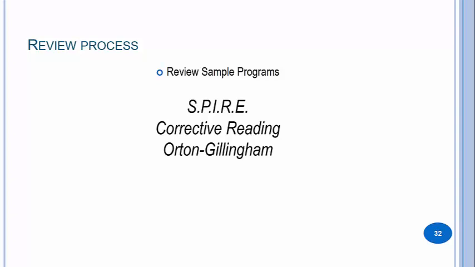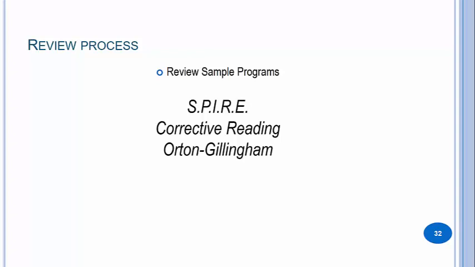So we reviewed several of the interventions that I described using that rubric, and we'll talk through three. Spire and Corrective Reading were two that were reviewed. Again, these were reviewed by our public school system, by people who volunteered, or were voluntold, I like to say, to use this rubric with the vendors that submitted. We went through Spire and Corrective Reading, among many others, which is a resource that Michael will be posting on the resource page after this webinar.